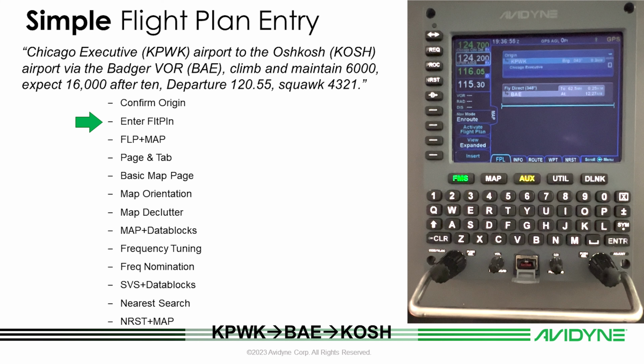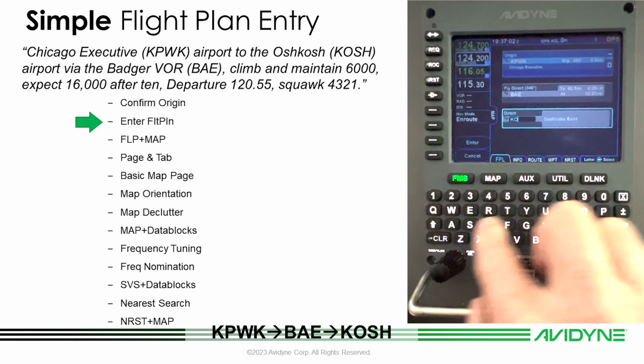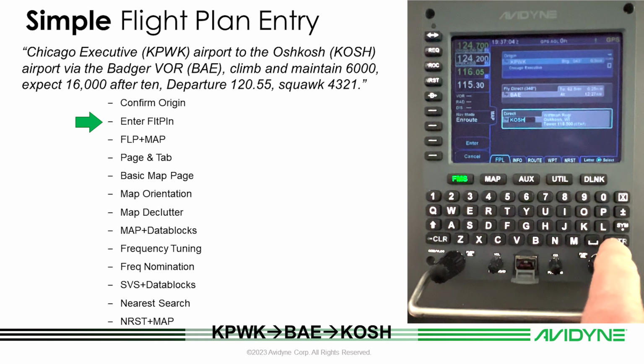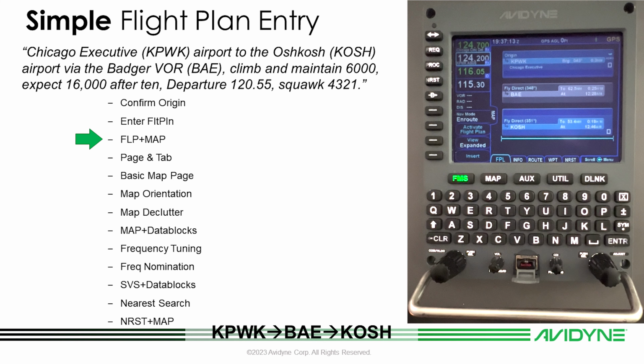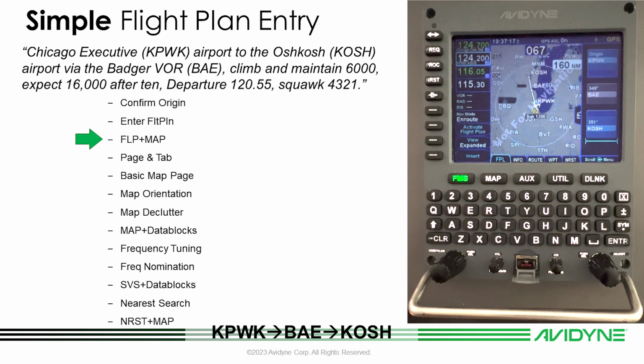Now let's push the FMS knob to add a waypoint again, and let's enter our destination airport, KOSH, and hit enter. Touching the Map side tab allows us to view the Flight Plan Plus Map page, giving us a full view of our flight plan from Chicago Exec to Oshkosh.